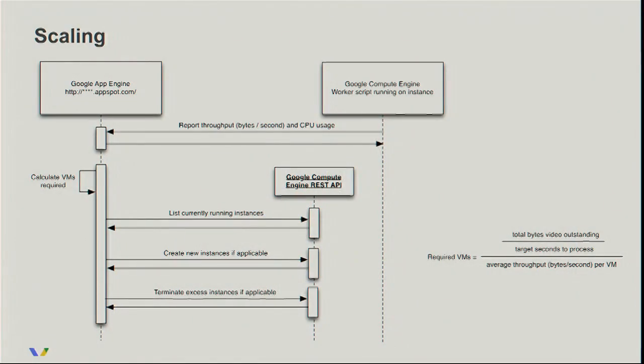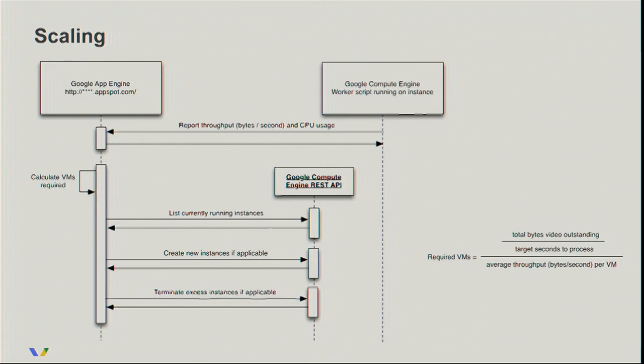Each virtual machine has a heartbeat that is calling back to App Engine, which gives it information about the CPU utilization on that machine, information about what throughput it is achieving when it is converting videos, and some other statistical information. Separately, we have a cron job within our App Engine app that periodically calculates how many virtual machines we think we need to process the amount of work that we currently have outstanding.